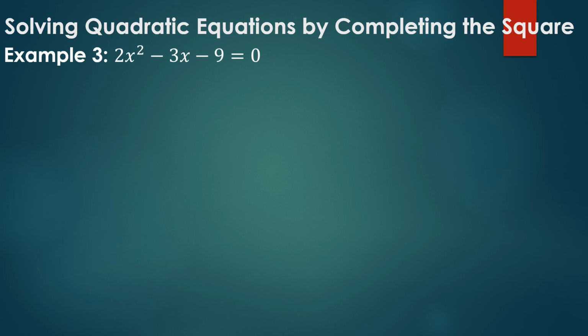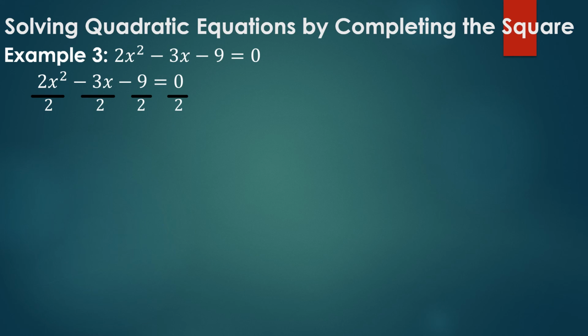2x squared minus 3x minus 9 is equal to 0. Step-by-step process. Step 1, we have to determine what is the value of a. In this equation, what is the value of a? That is 2. Since it is 2, we have to divide each term of the equation by 2.